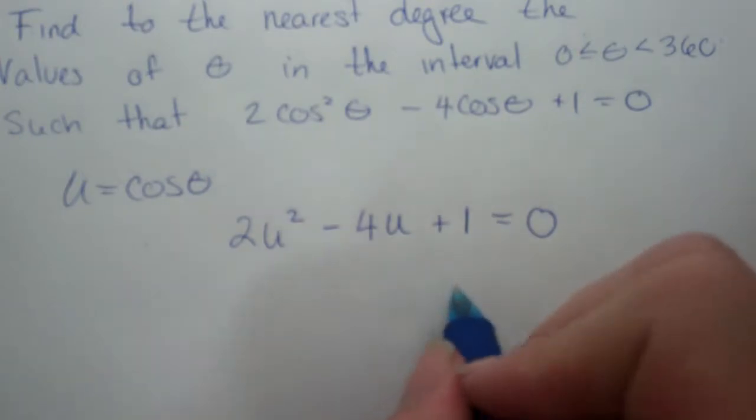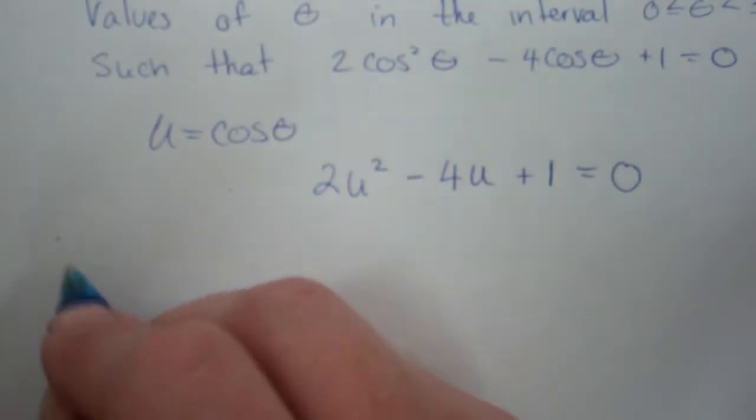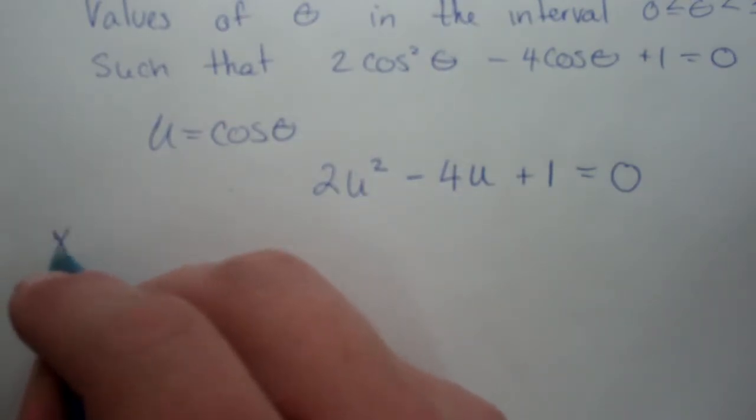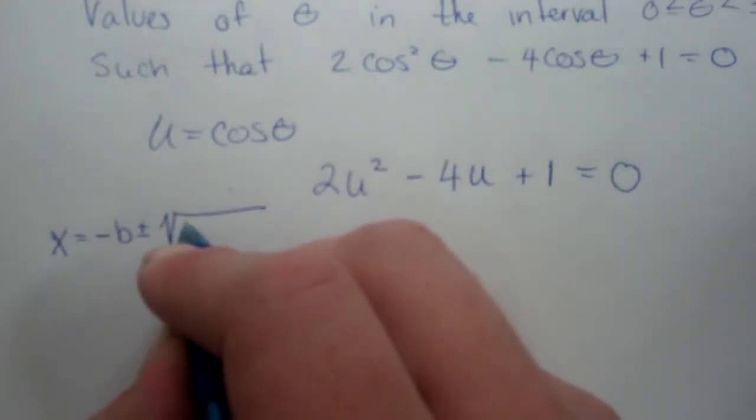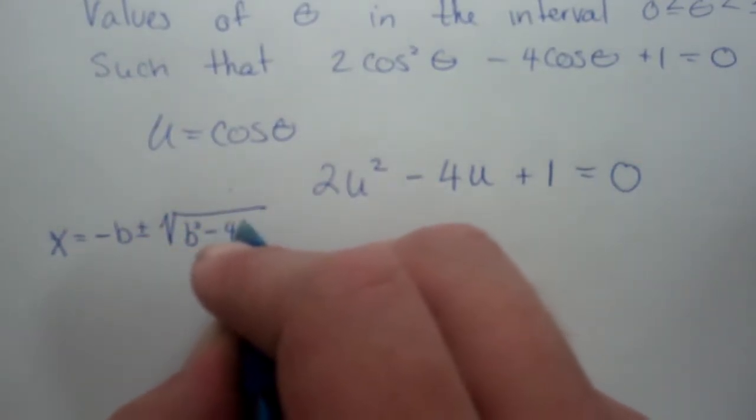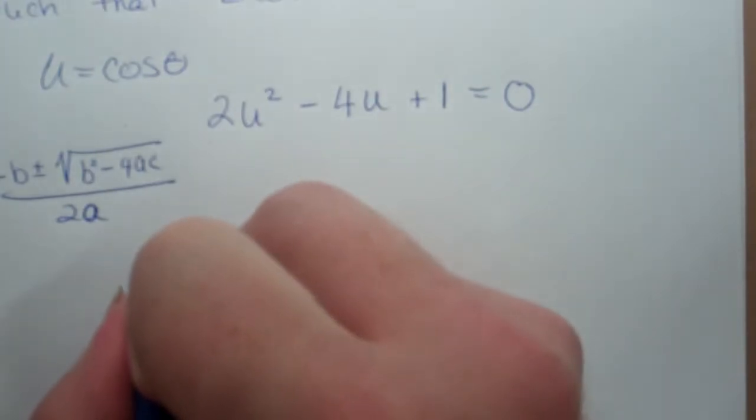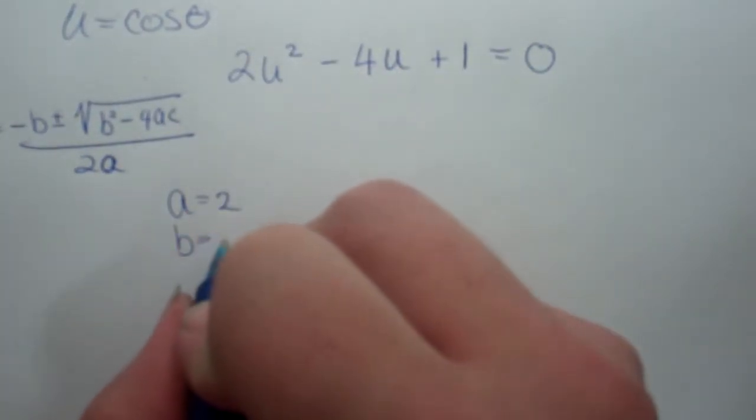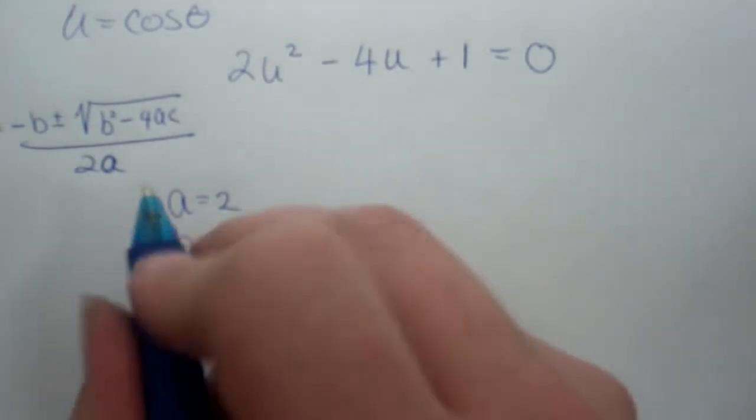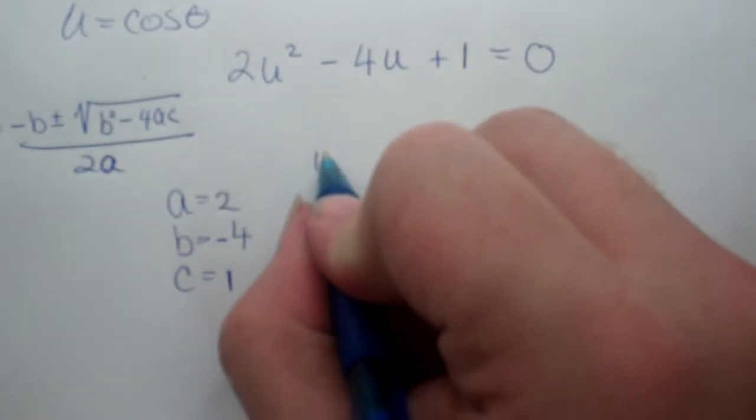Now let's use the quadratic formula here. You should have the quadratic formula memorized. For the benefit of the viewer, we have x is equal to negative b plus or minus the square root of b squared minus 4ac, and then the whole thing divided by 2a. What is the value of the a here? The value of the a is 2. What is the value of the b? The value of the b is negative 4. And the value of the c? The value of the c is 1. Let's plug it in and use this to solve for u.